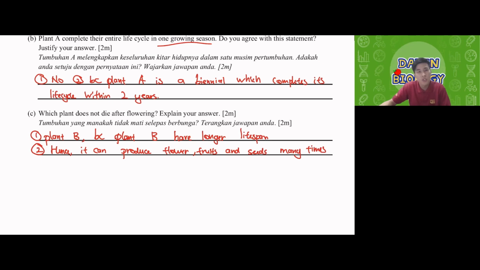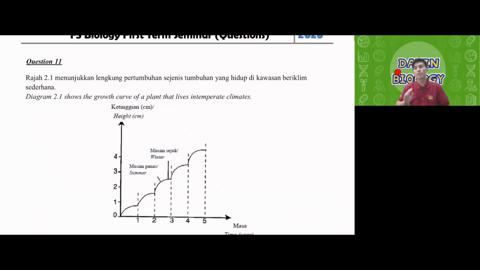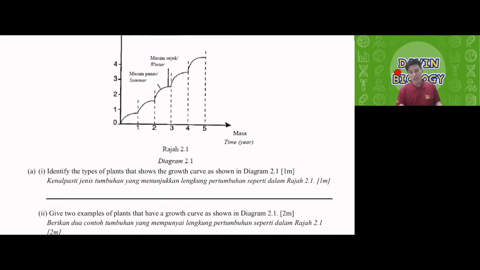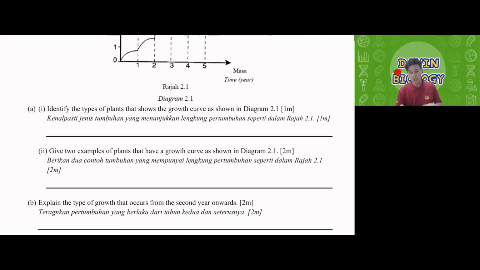And okay, let's just do one more. Last one already. This one question 11. Can I say, because plant B is a perennial plant, it has a longer lifespan only? Cannot. If you only write perennial plant, actually no mark, because you only state it. So you must say why, longer lifespan, so it can produce flower many times. So cannot just say like that.